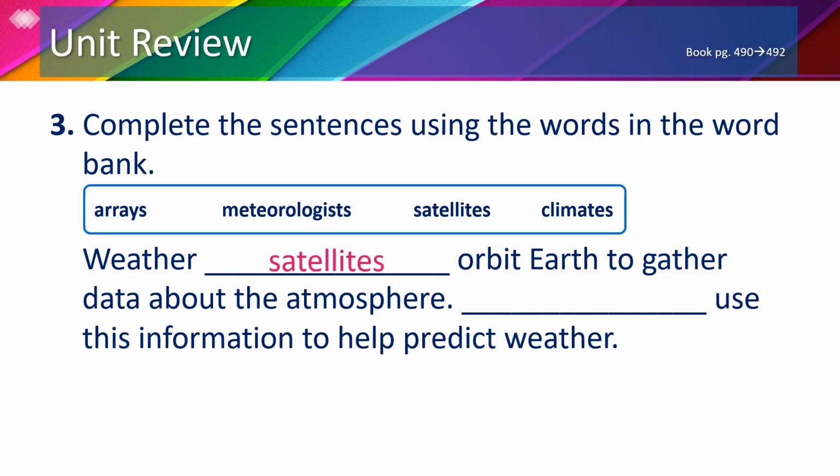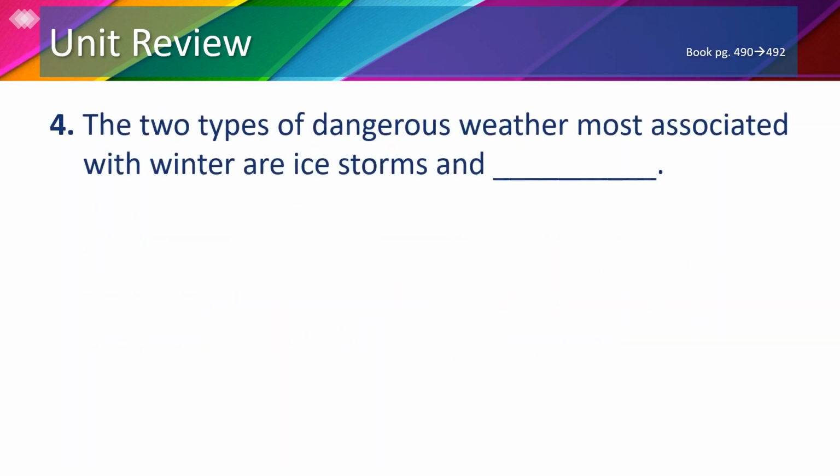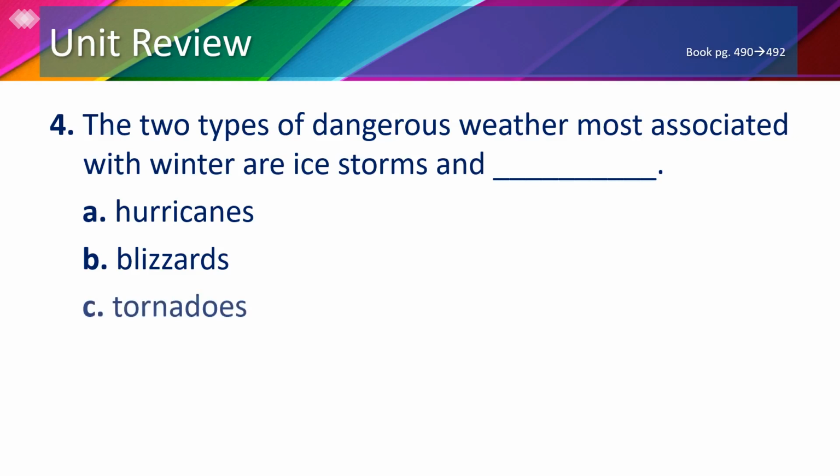Satellites orbit Earth. Blank use this information to help predict weather. Those who study the weather use this information, so the answer is meteorologists. Number 4, the 2 types of dangerous weather most associated with winter are ice storms and blank. Is it A, hurricanes, B, blizzards, or C, tornadoes?